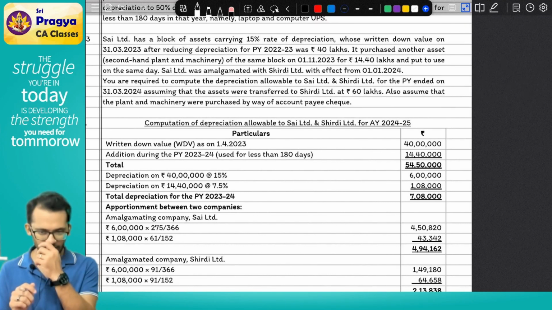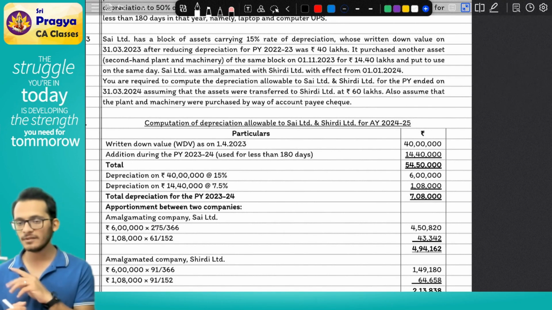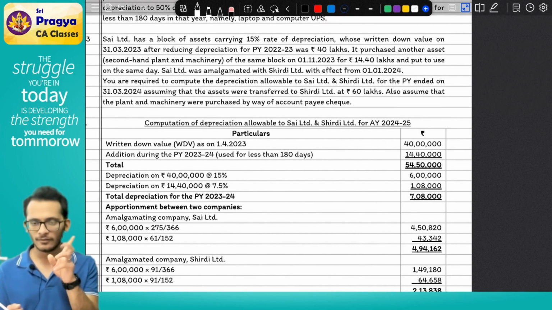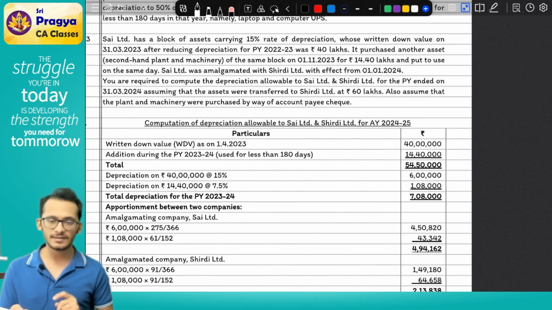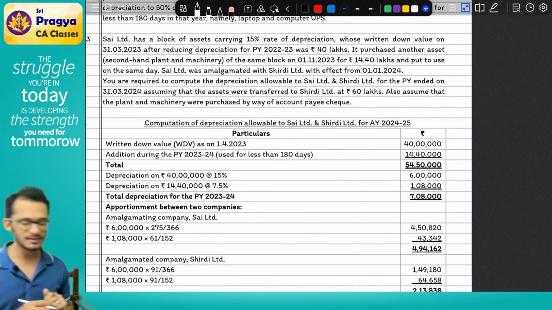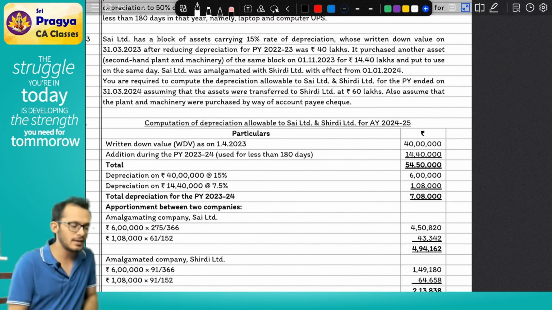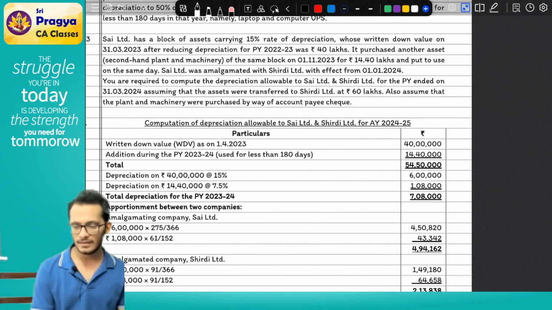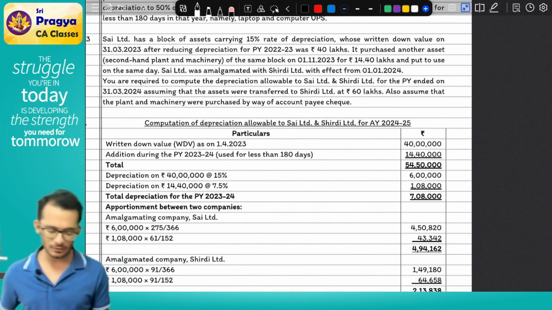Now, you have three numbers in the question. Number one is 40. Item number 2 is 14,40,000. And item number 3, somewhere you see 60. They are coming and saying that, boss, I have transferred all my assets to Shirdi Limited for 60 lakhs. Should I consider 60 lakhs, Rahul? No.